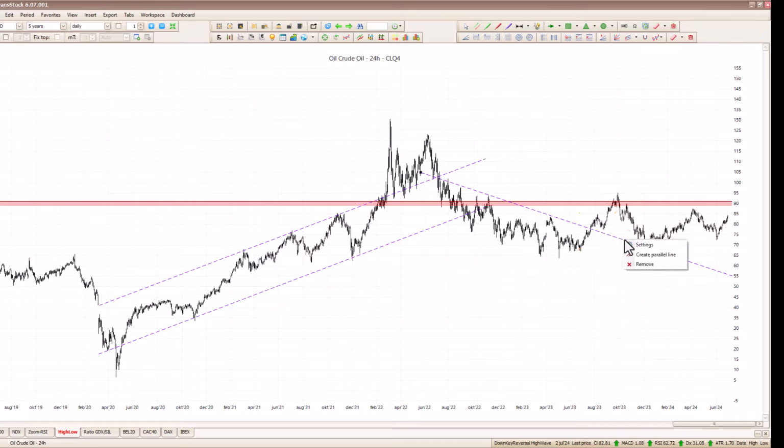Again, I can create a parallel line like this. I can move it a little bit like this here, giving support. But now I will move this line to the tops, something like this. And also here, this line is giving support and resistance.